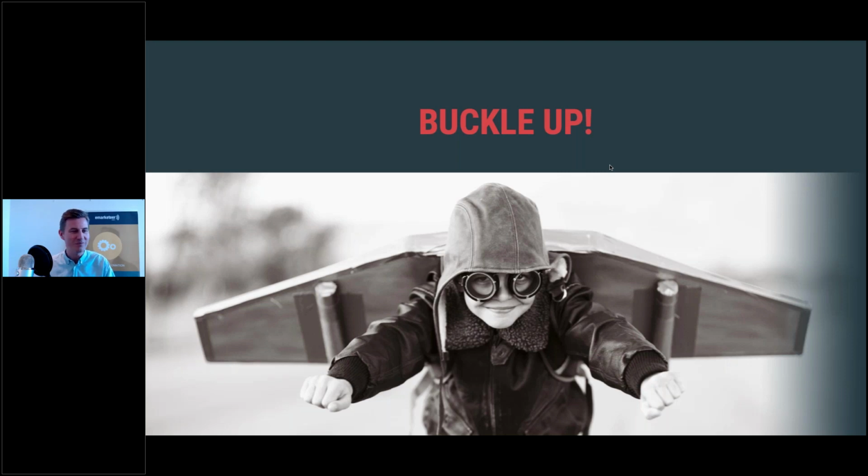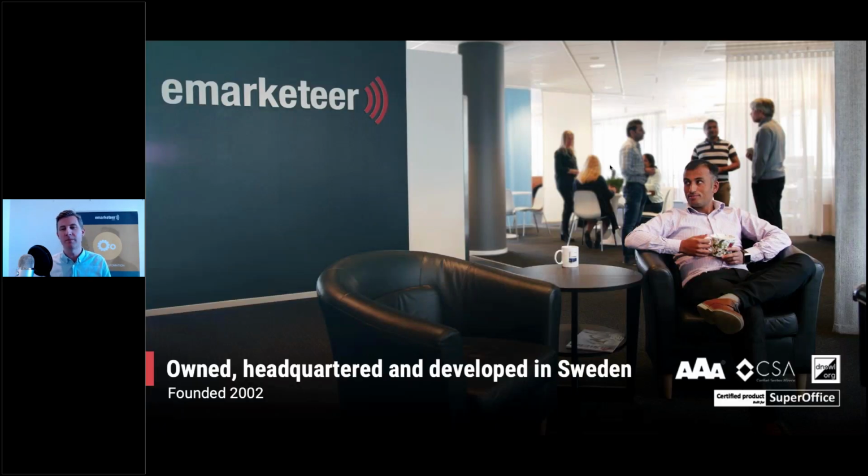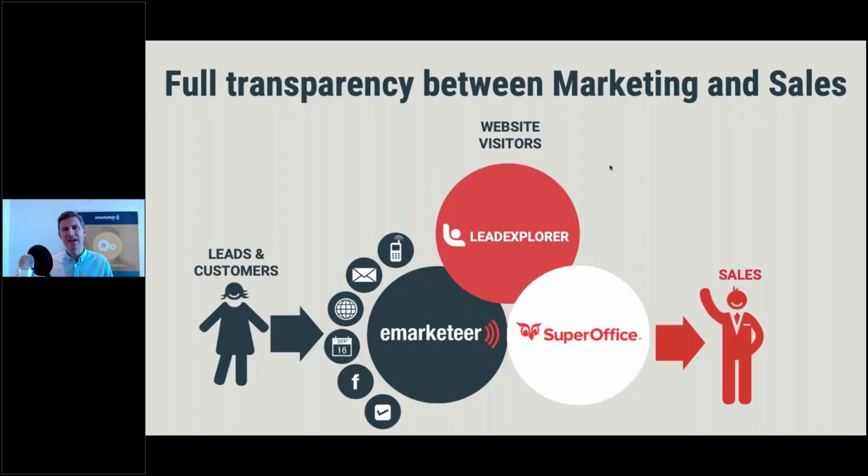So just a few words about eMarketeer. We are a Swedish company based just outside Stockholm. We're born in 2002 as a cloud-based marketing automation platform, and we've integrated and partnered as a certified partner with SuperOffice since at least 8 years, I think. So we've worked together on several versions, on-prem, online, and so on. You'll find us in the SuperOffice App Store, both for our product eMarketeer and our brand new product Lead Explorer as well.